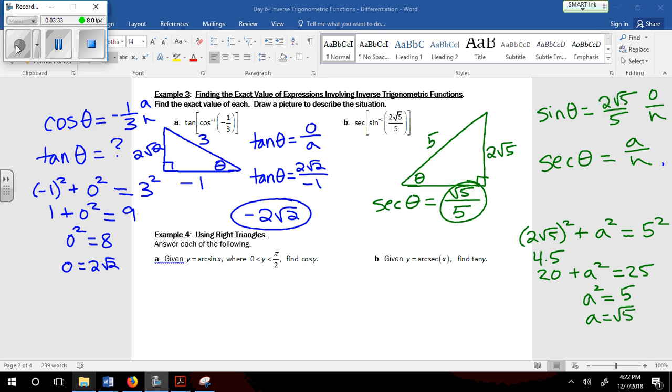I'm sorry, I said that backwards. I did it as if it was cosine and not secant. Sorry, let me back up just a second. It's hypotenuse over adjacent. So that would be 5 over root 5. And if we were to rationalize, then we end up getting just root 5 as our final answer. There we go. Sorry about that.